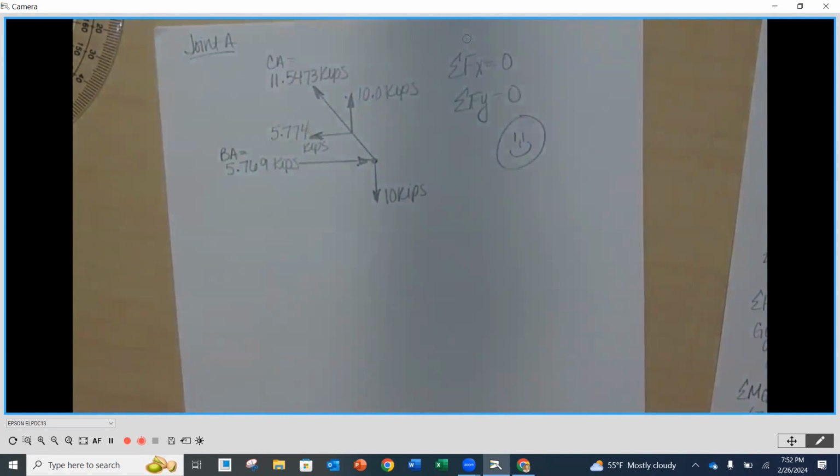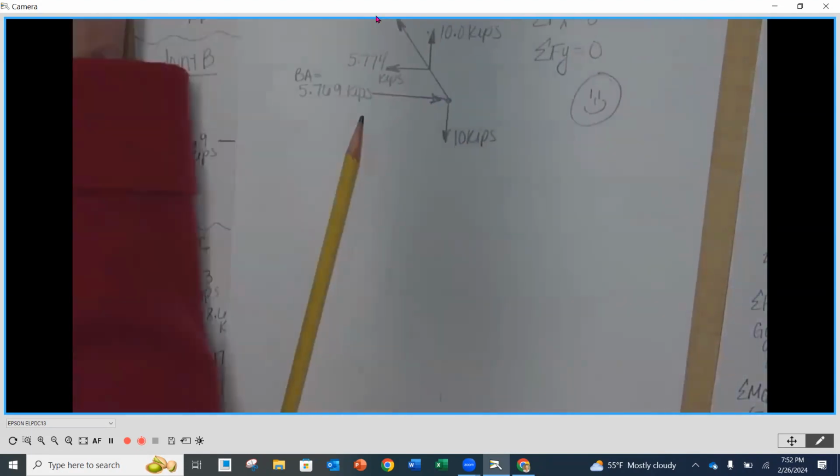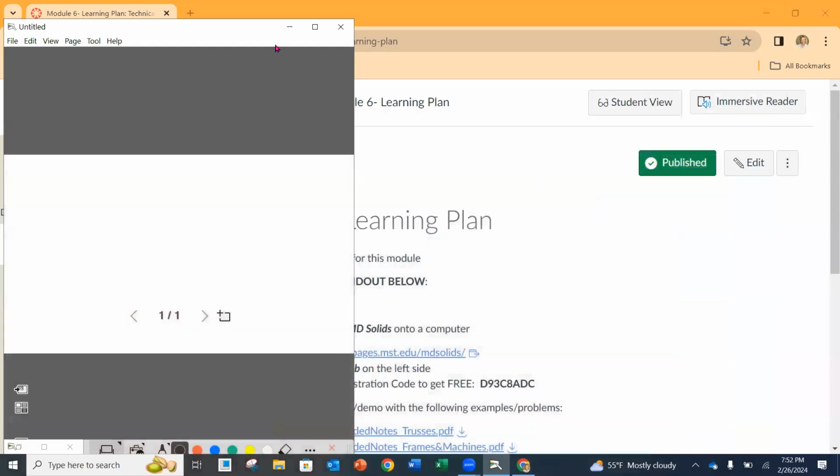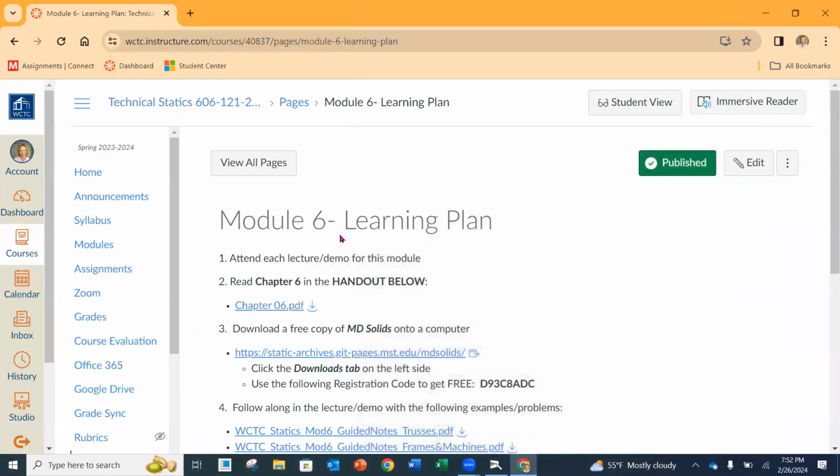Okay. But before we leave this problem, I'm going to one more time demonstrate MD Solids, so that you can see how you would set this one up there. I'm going to minimize this, and I'm going to pull up my MD Solids.